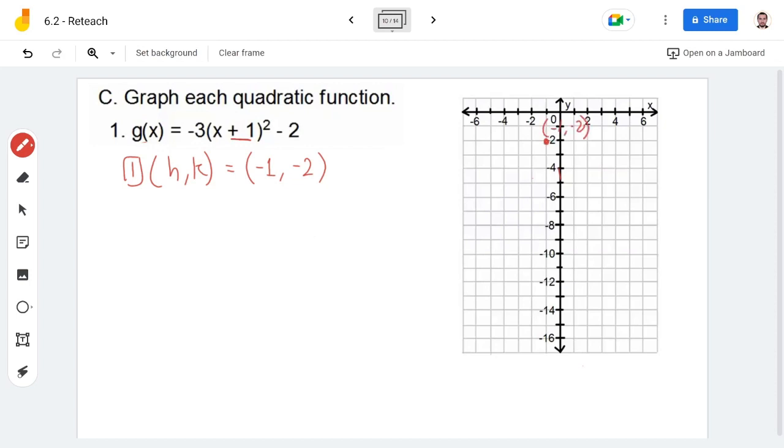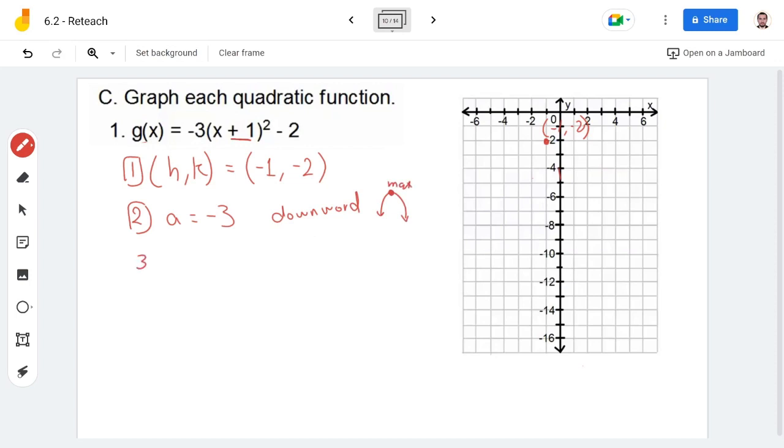Okay, now step 2, identify a. A here is equal to what? -3. -3 is less than 0, so this one will be downward. It opens down. So my function should look like this. So do I have a maximum or minimum? I have a maximum, not a minimum.